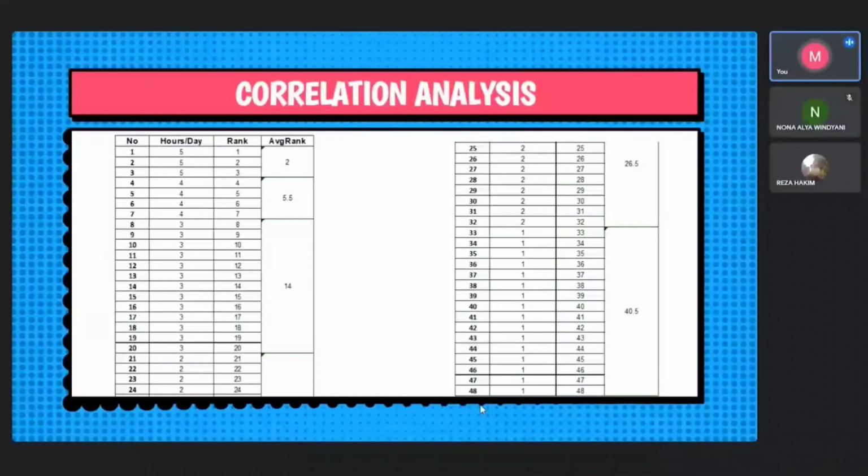In Spearman rank correlation testing, we are required to rank the data from the highest all the way to the lowest. In this case, we have a lot of tied ranks. For example, data number 1, 2, and 3 have the same value, so their ranks are tied, as well as numbers 4, 5, 6, and 7. They have the same value, which makes their ranks tied. And for this test to work, we need to calculate the average rank of each tied value.